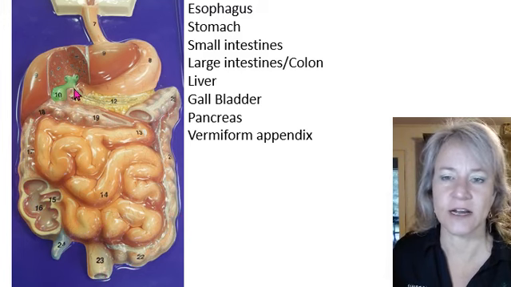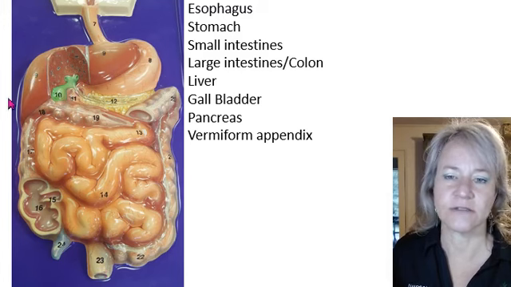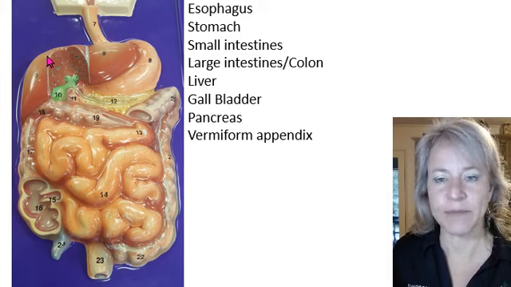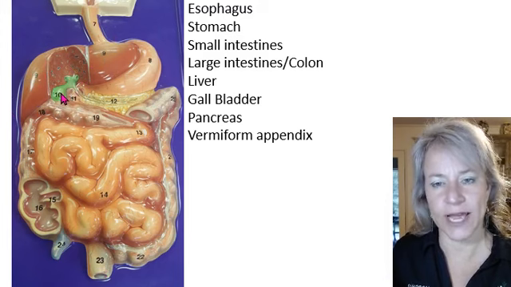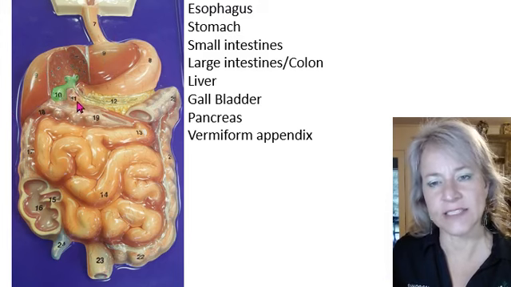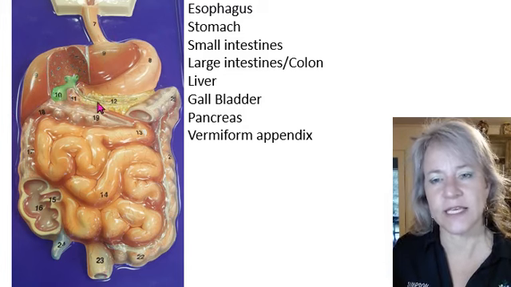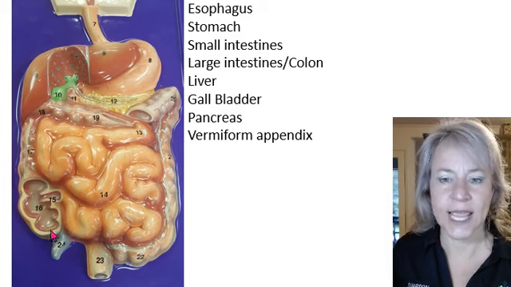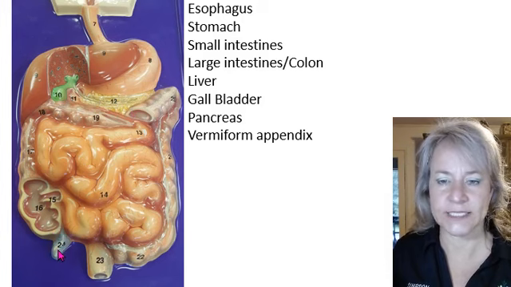Okay, our other guts include the liver, which is the largest organ inside the body. And beneath the liver, you have the gallbladder. And this little sliver of an organ, which is behind the stomach, is the pancreas. And hanging here, the vermiform appendix.